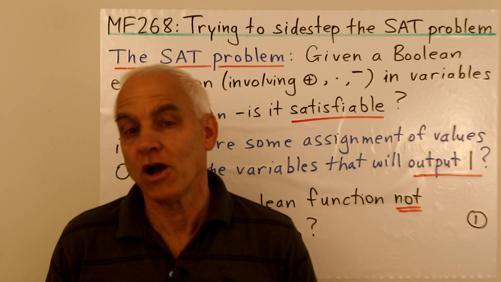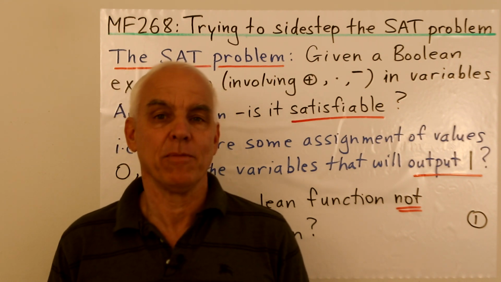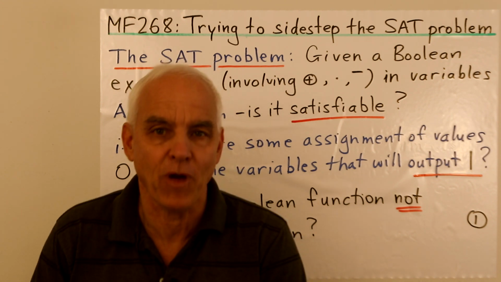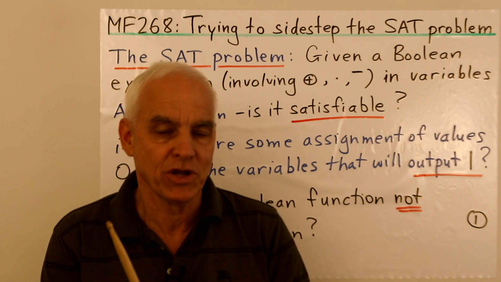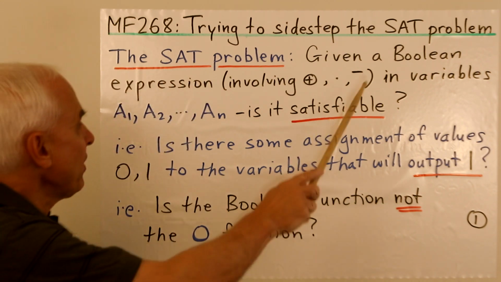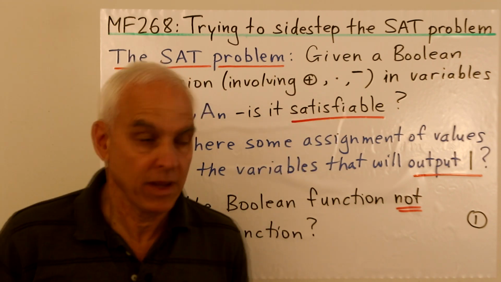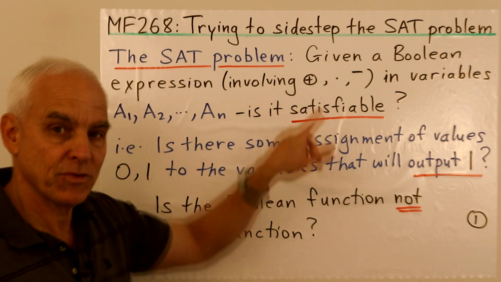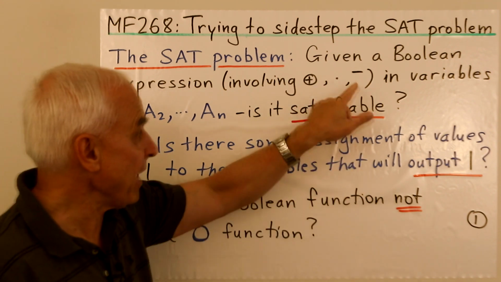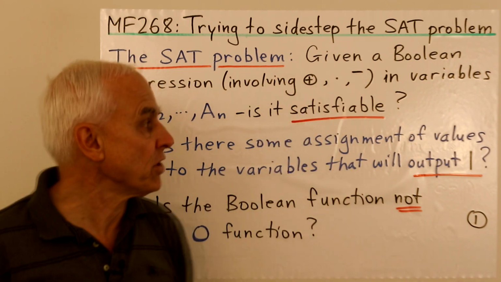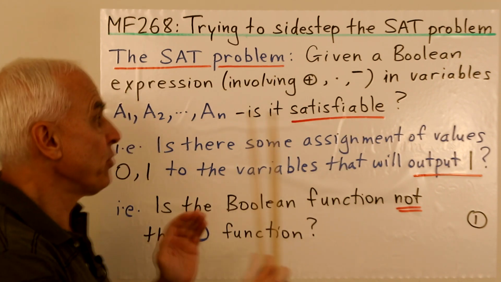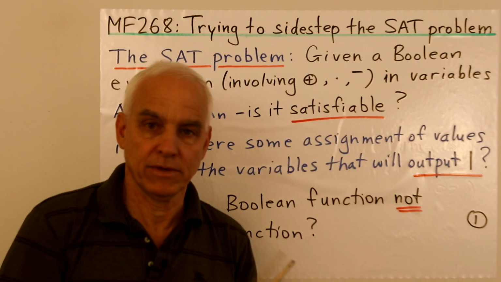In today's video we're going to talk about the SAT problem, or the satisfiability problem, and how we try to sort of circumvent or sidestep this problem with the Algebra of Boole approach to digital logic circuits. Okay, so the SAT problem is: given a Boolean expression involving circle sum, which stands for or, product, which stands for and, and the bar, which stands for not or inversion, in variables, say a1, a2, up to an, is this Boolean expression satisfiable? Yes or no?